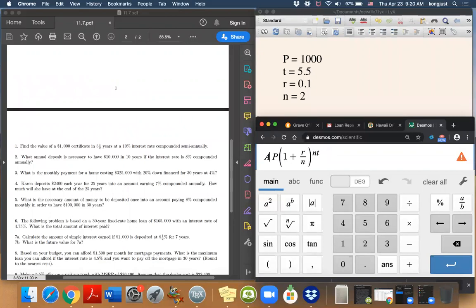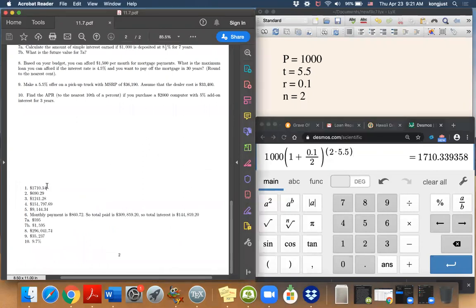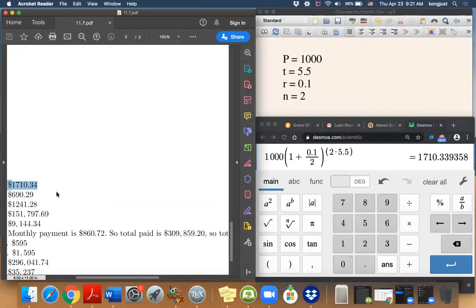I'm just going to plug it right here like this. 1,000, 0.1, 2, times, exponent in parentheses, 2 times 5.5. Okay, and I get 1,710.34 to the nearest cent. Yeah, that matches the bottom value here.